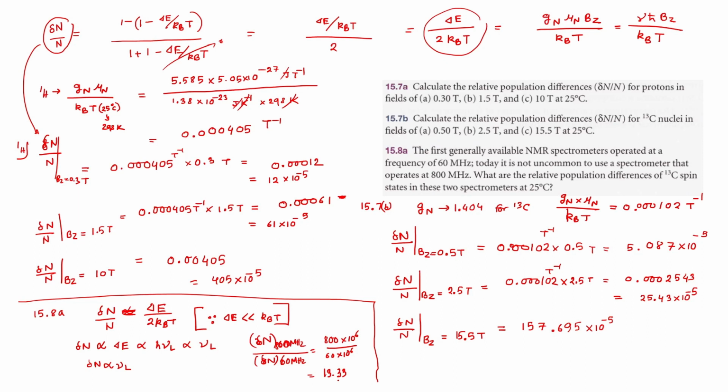So you can see that the relative population difference in these spectrometers, delta n, will not be very high. So that's all you can say from this question, right? So delta n, the population difference of alpha and beta spin in 60 megahertz was less than that of the 800 megahertz. You can say like this also. Okay. Now we will go to the next set of questions.